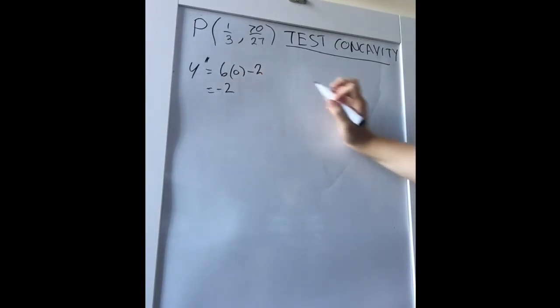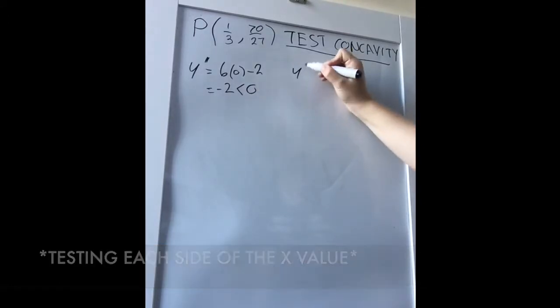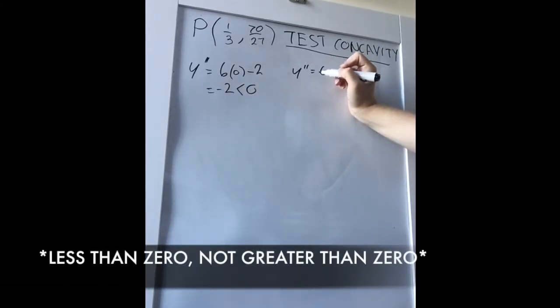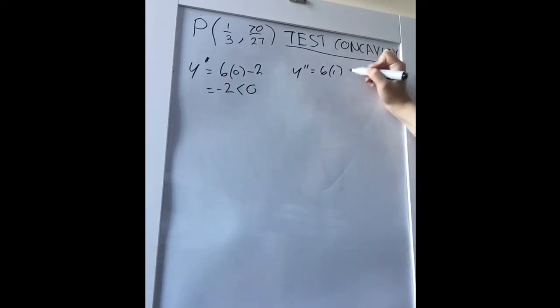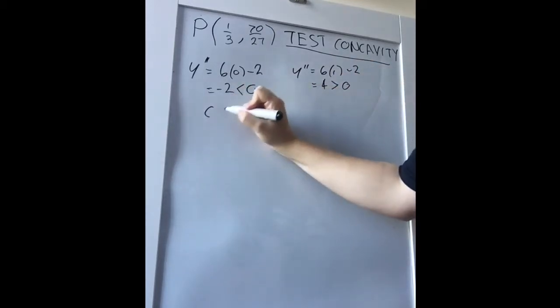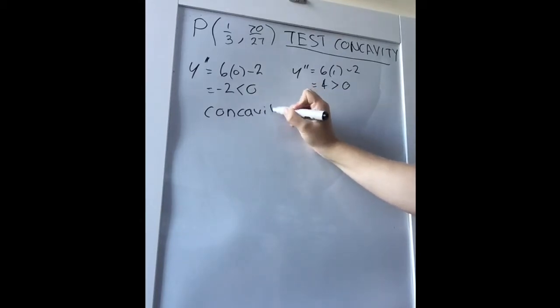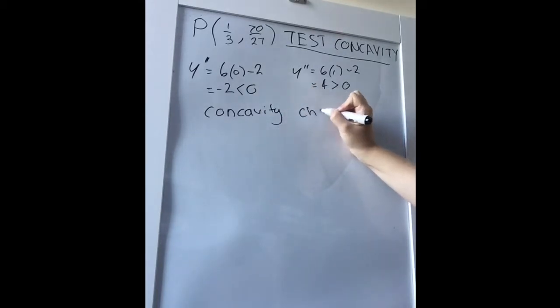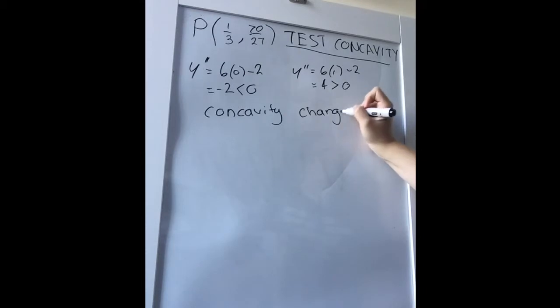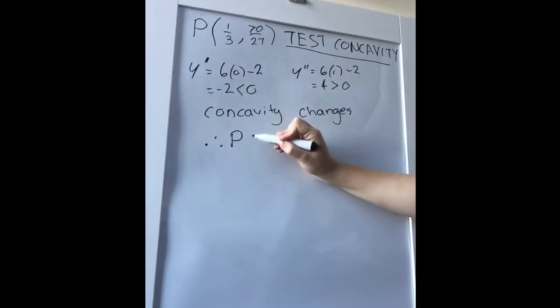By putting 0 where the x values are. And because it's greater than 0, then you have one side is concave up, and then you put 1 into the equation, and because it's equal to 4, and it's greater than 0 and it's concave down, so therefore the concavity changes, and you know that P is a point of inflection.